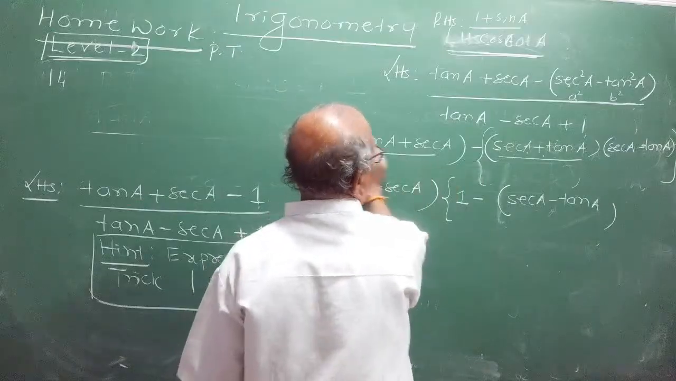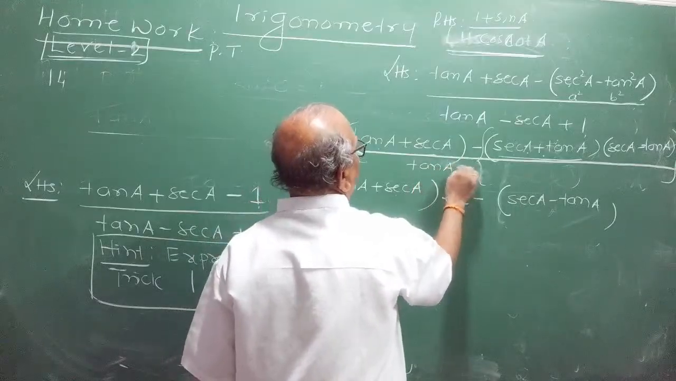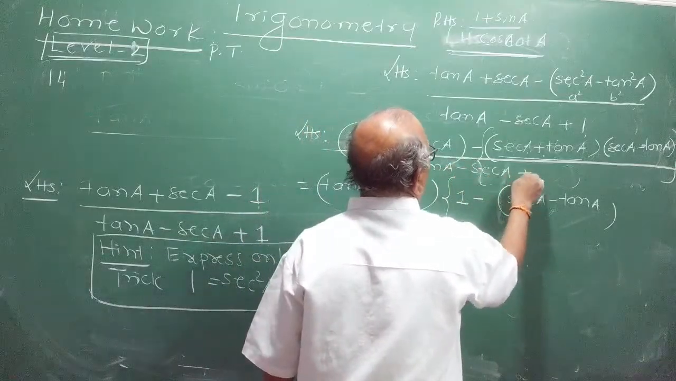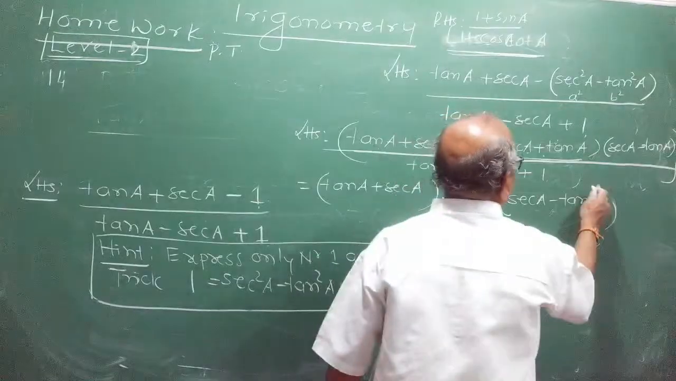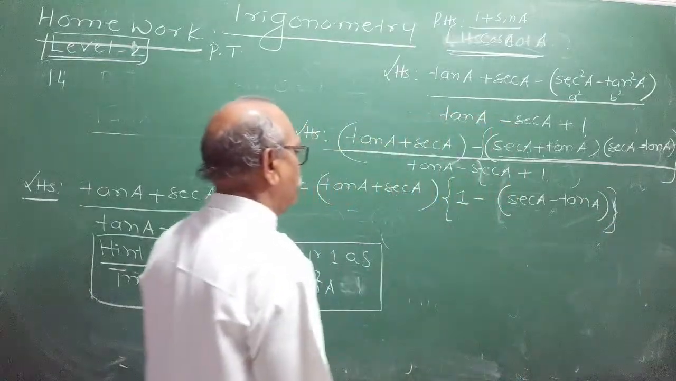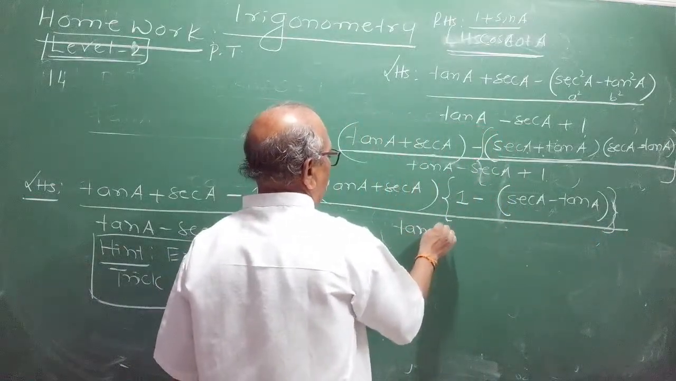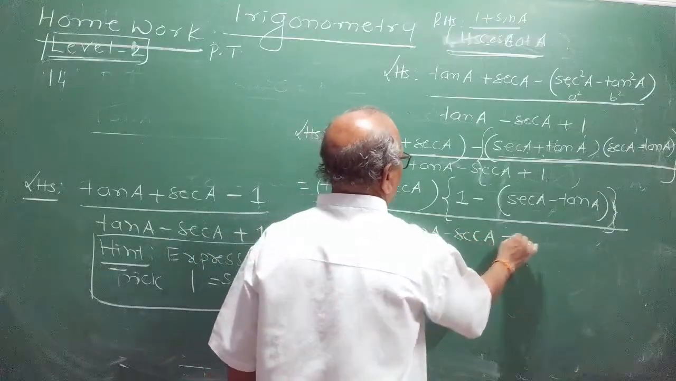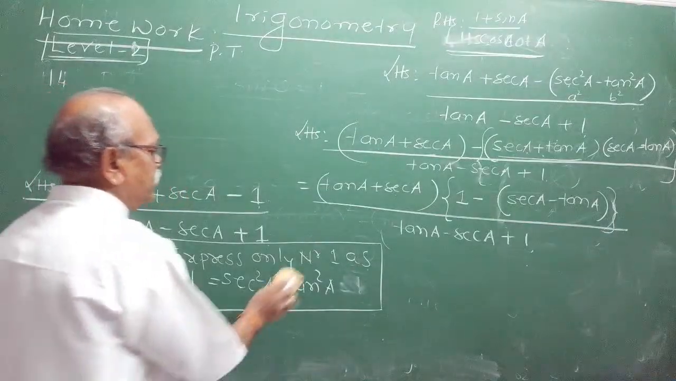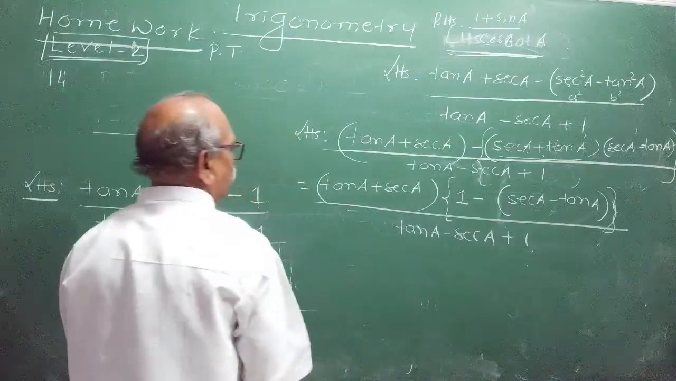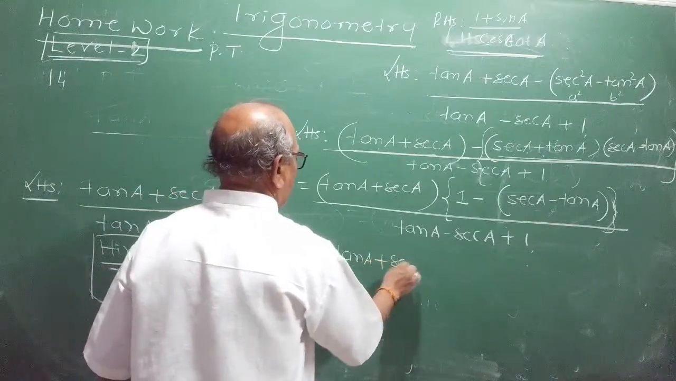Right? You have to write a denominator. Don't forget to write a denominator. I forgot. In the denominator you have tan A minus sec A plus 1. Now close the common bracket, also close the flower bracket. Whole divided by what you are left with? Tan A minus sec A plus 1. Last problem today. Right? That is equal to tan A plus sec A.